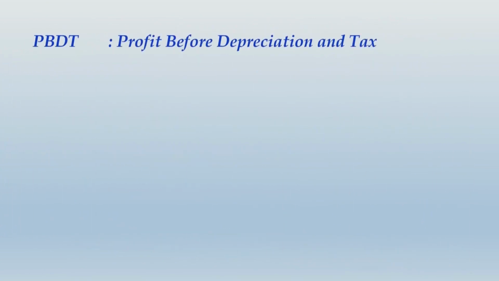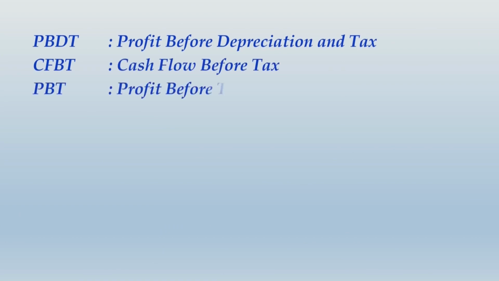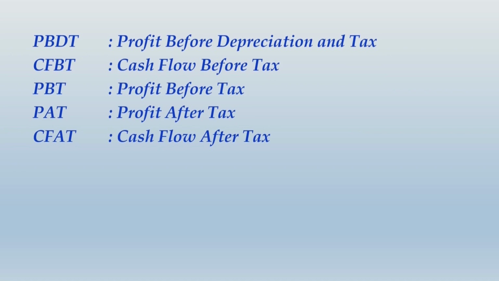Before we start dealing with examples, I want you to note down the full form of these short forms that we have used. PBDT stands for profit before depreciation and tax. CFBT is cash flow before tax. PBT is profit before tax. PAT is profit after tax. CFAT is cash flows after tax.